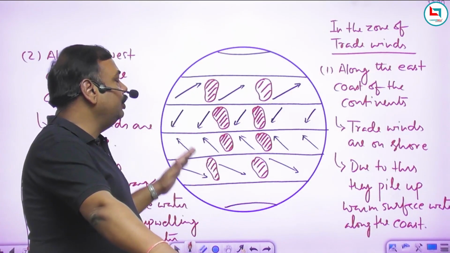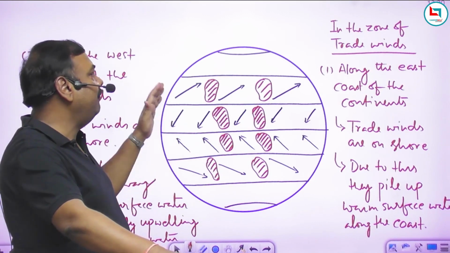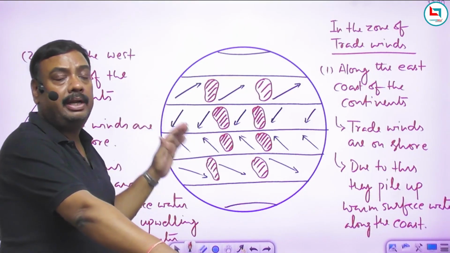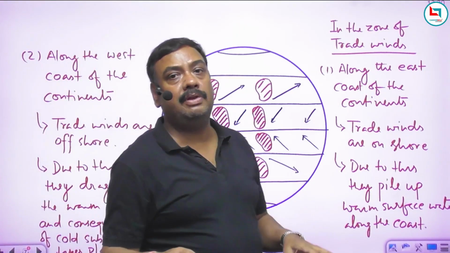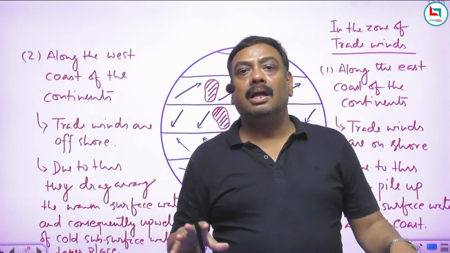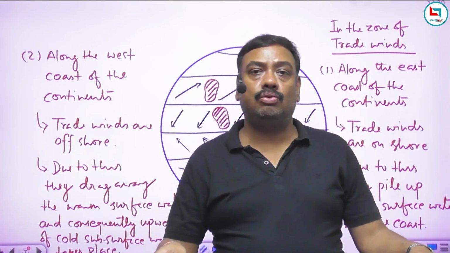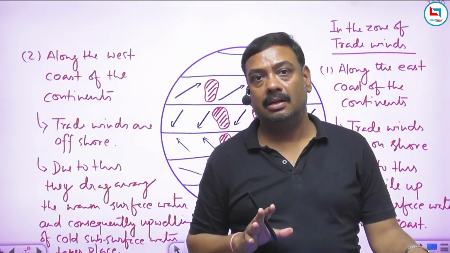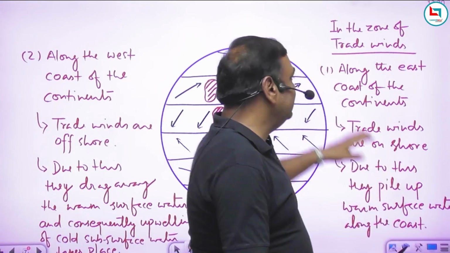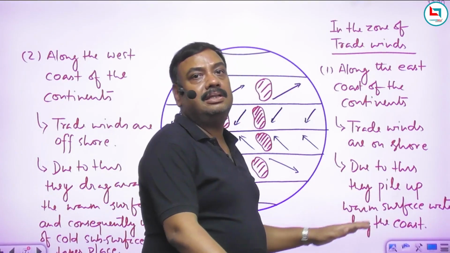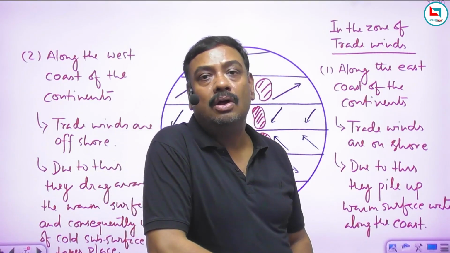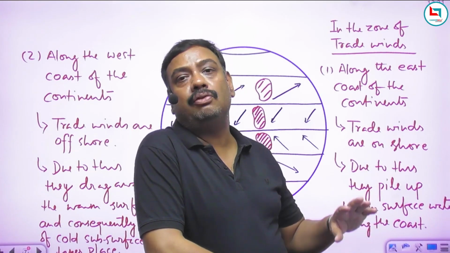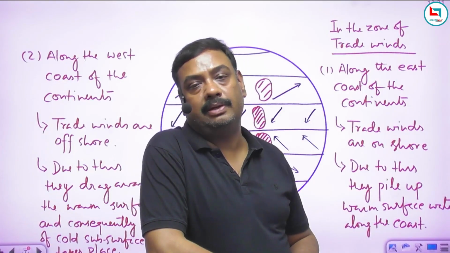So if it is so, you can write that in the zone of westerlies, since the winds are onshore for the west coast of the continent, they are able to pile up warm surface water along the west coast, so that the temperature of the surface water along the west coast is a little more. We are talking about the zone of westerlies, right? So you can change the sentences here, whatever we have written for the trade winds.